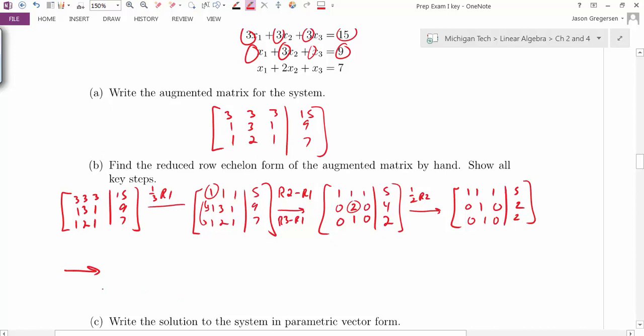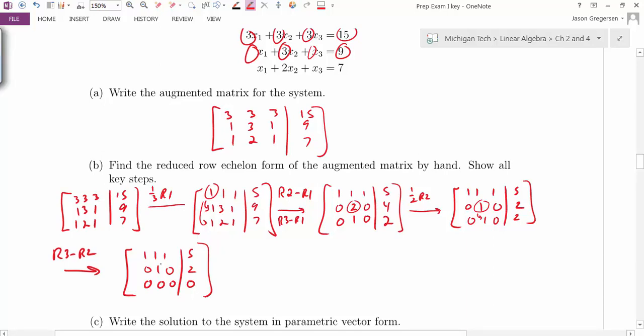Now, my next step is going to be to take R3 minus R2. So I've created a pivot position here, and I'm going to use that to put zeros below it. My first row stays the same. My second row stays the same. And when I take R3 minus R2, I get 0, 0, 0, 0. So now I've done the forward process. I've established all the pivot positions that I can. Now I have to go the backwards route.